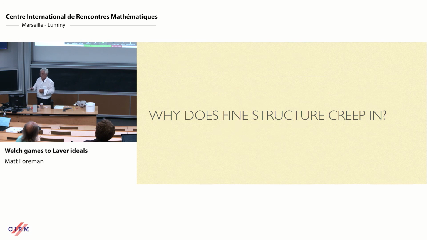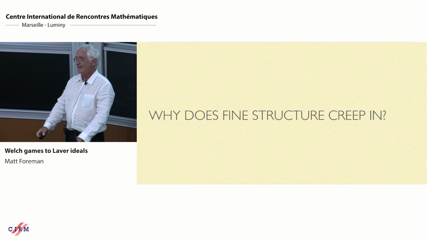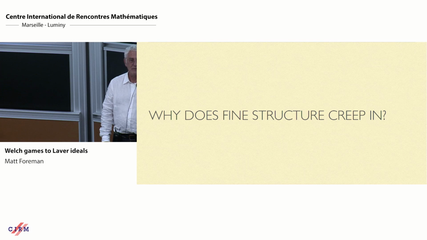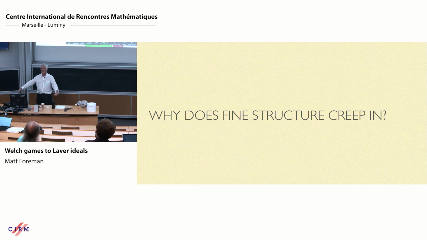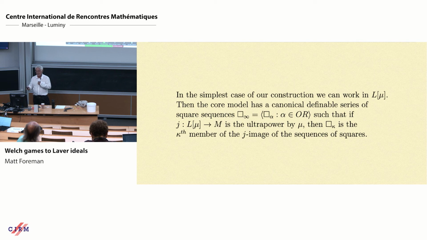How does the fine structure creep in? Usually these forcings, I confess I'm used to saying, let kappa be supercompact, and now we'll iterate the following things. And the issue whether there's an inner model for a supercompact doesn't come up. So this is a quite interesting thing. The simplest case of the construction, L of E model, I think of L mu, which I know is wrong. I'm completely wrong, but I'm an amateur. The simplest case is for L mu.